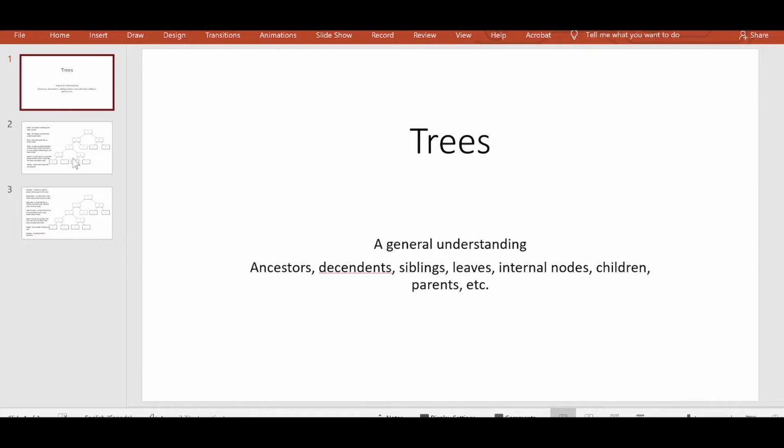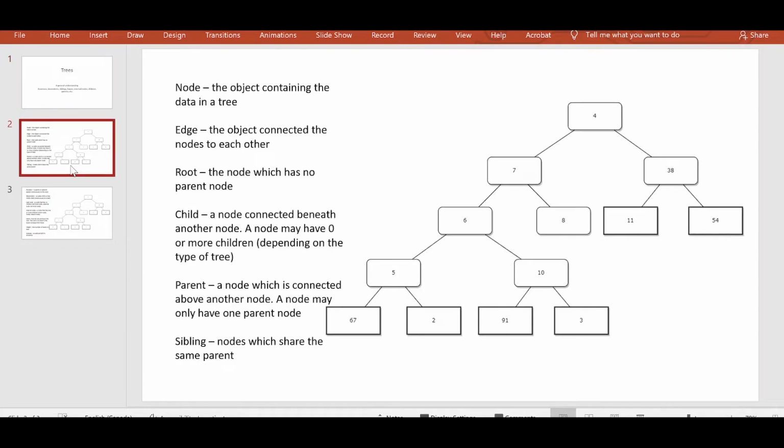So this is an example of a tree. When you're looking at a tree, there are many different things to consider. If you've ever worked with graphs, trees are a type of graph. The nodes are the objects containing the data in the tree, and the edges connect the nodes to one another. In a tree, you can't have anything cyclical. You have the root node, which is a node that has no parents. It's always at the top of the tree.